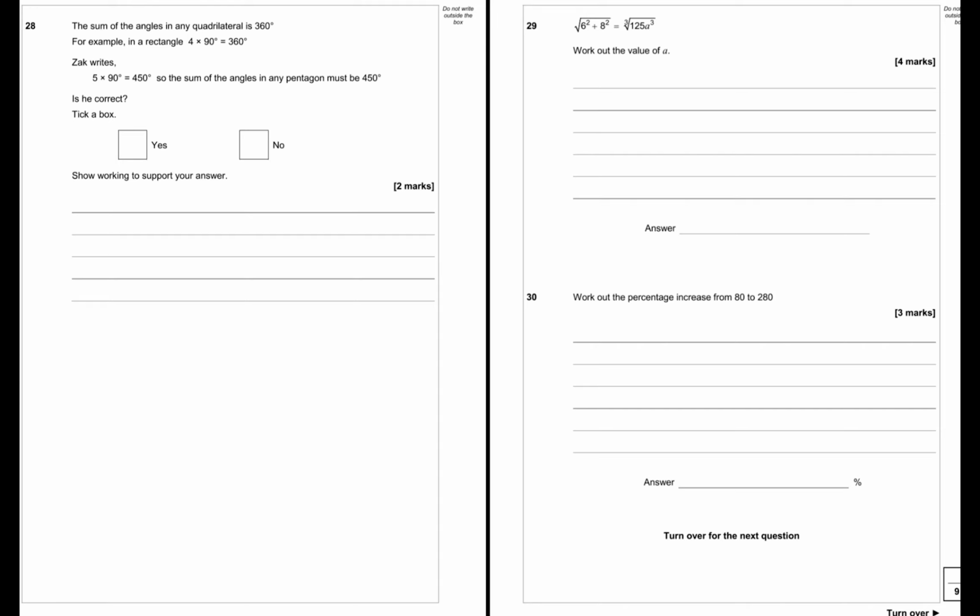Okay, the sum of any angles in a quadrilateral is 360. For example, in a rectangle, 4 times 90 degrees equals 360. Zach writes 5 times 90 degrees equals 450. So the sum of any angles in a pentagon must be 450 degrees. Is he correct? Clearly not. Why is that? Show some working to support your answer.